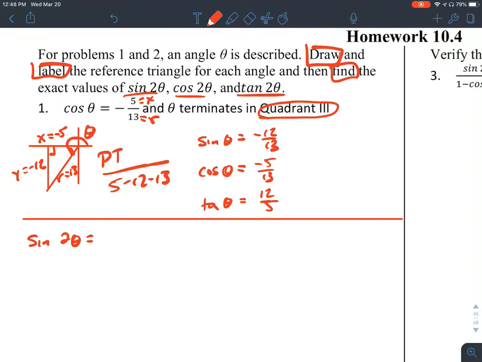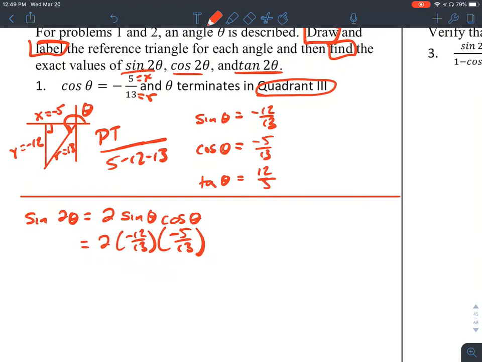Sine of 2 theta is equal to 2 sine of theta times cosine of theta. And I misspoke at the beginning of this homework. This is not sum of difference identities. This is the double angle identities for sine, cosine, and tangent. And we know from what we wrote up above that sine of theta is negative 12/13. Cosine of theta is negative 5/13. If we multiply the 2 and the negative 12 and the negative 5 together, we get 120. 13 times 13 is 169. That's what sine of 2 theta is.